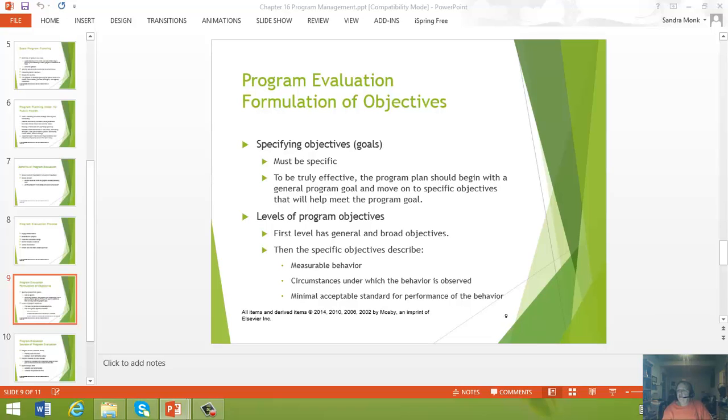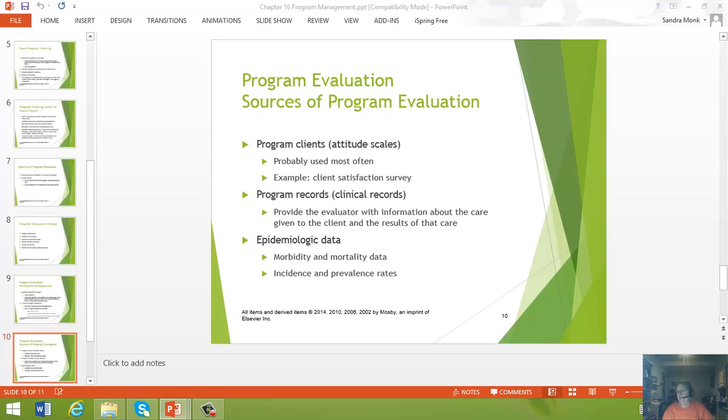And levels of program objectives. The first level has general and broad objectives, and then it becomes more specific. And this is when we write our measurable goal. And then the circumstances under which the behavior is observed, and then the minimum acceptable standard for performance of the behavior is how you will write your measurable goal, just like you do for any nursing care plan.